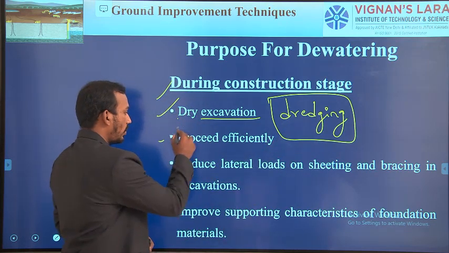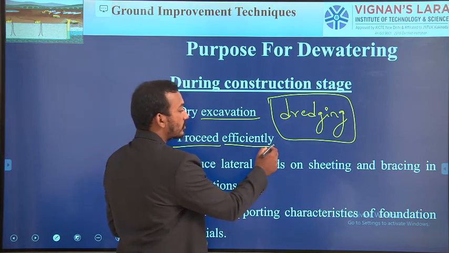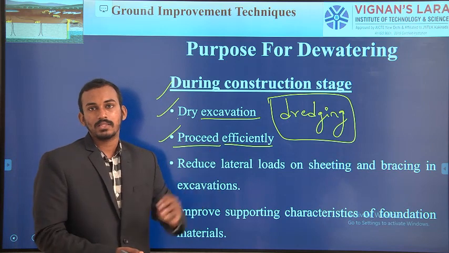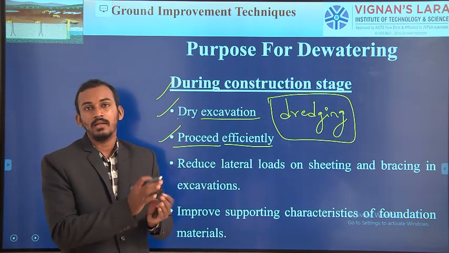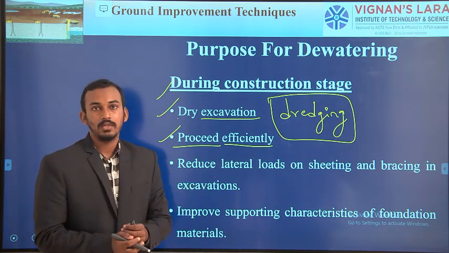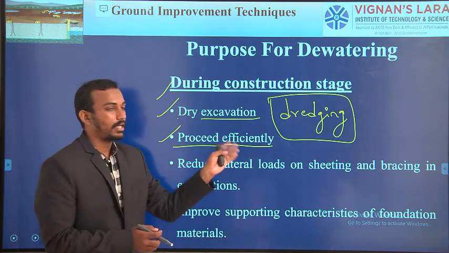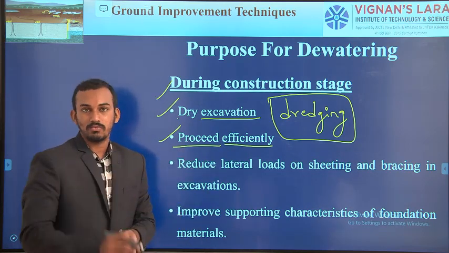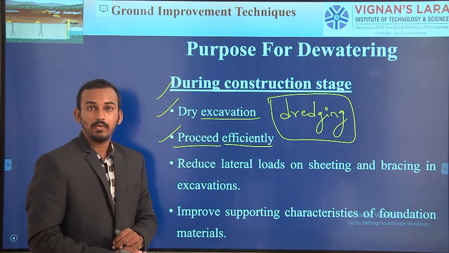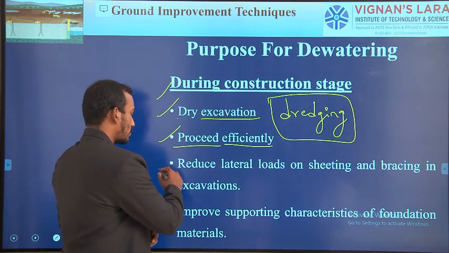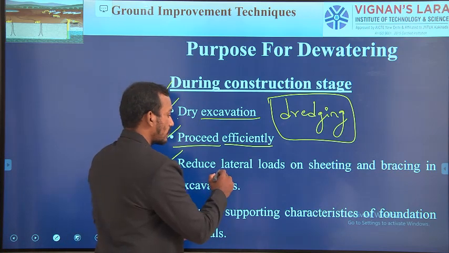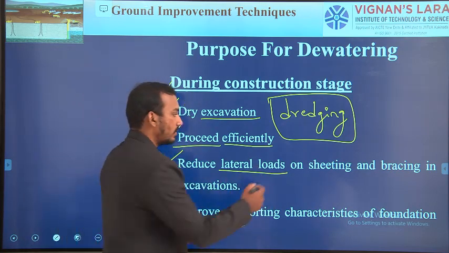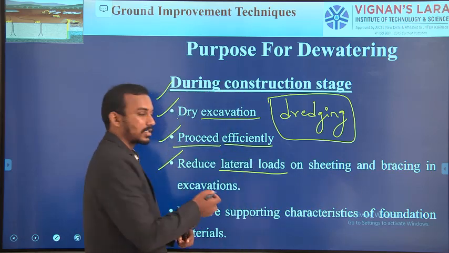The second one is to proceed efficiently. If we have water on our site, then it is very difficult to remove all the excavation material, so it takes so much cost and time. In order to prevent all this, to proceed with efficient excavation work, we need to use this dewatering method. The next one is that it also reduces lateral loads. Lateral loads means horizontal loads on sheeting and bracing in excavations.